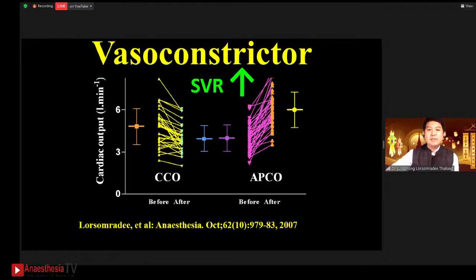Another thing is, if we use arterial pulse contour, we have to think about whether this is during vasoconstriction, like a bolus of epinephrine, a bolus of norepinephrine or not.